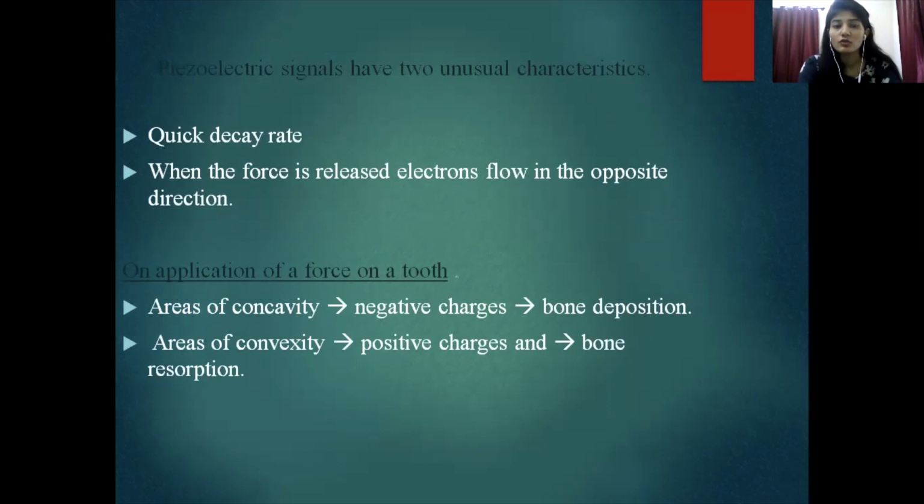With the application of force on the tooth, where there is bending of the bone, the area of concavity is a negatively charged area. There is movement of electrons, and that's why it is the bone deposition area. And the area of bone convexity is positively charged, and there is bone resorption. Here, this is opposite, okay? The negative charge says that bone is depositing, bone formation is there for the negative, and if it is positively charged, then it is bone resorption.